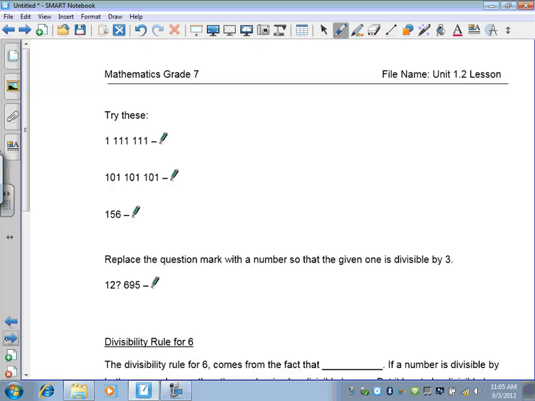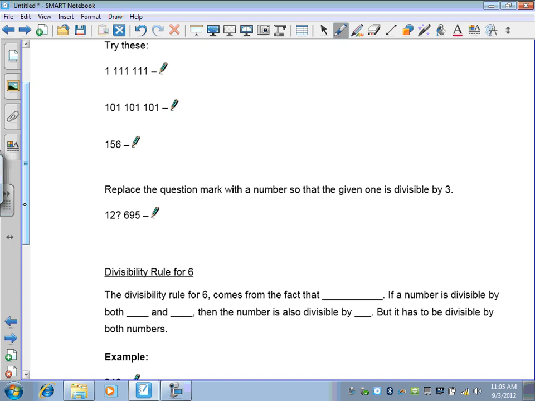So let's have you do these ones right here. 1,111,111. Give you a second to do that one. Actually, why don't you do all 3, and then pause this recording, and then we'll do the corrections. All right, you should be done by now. So add these all up.